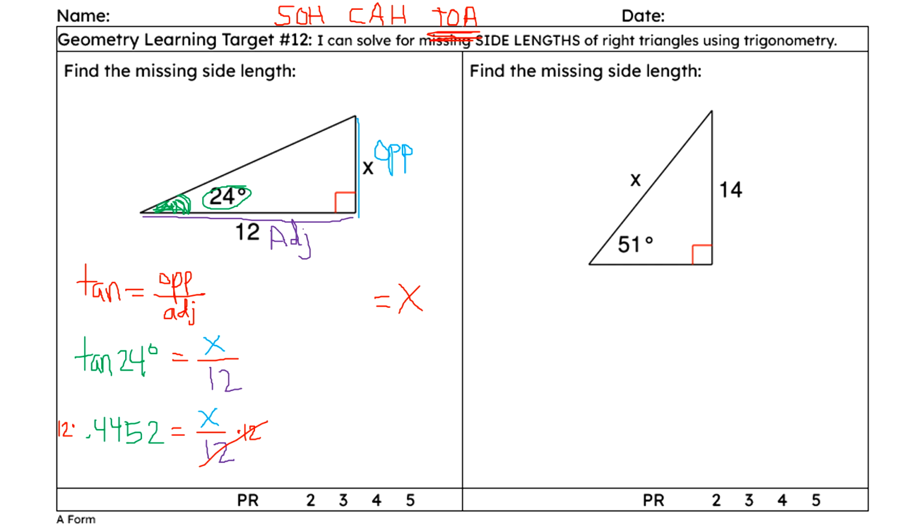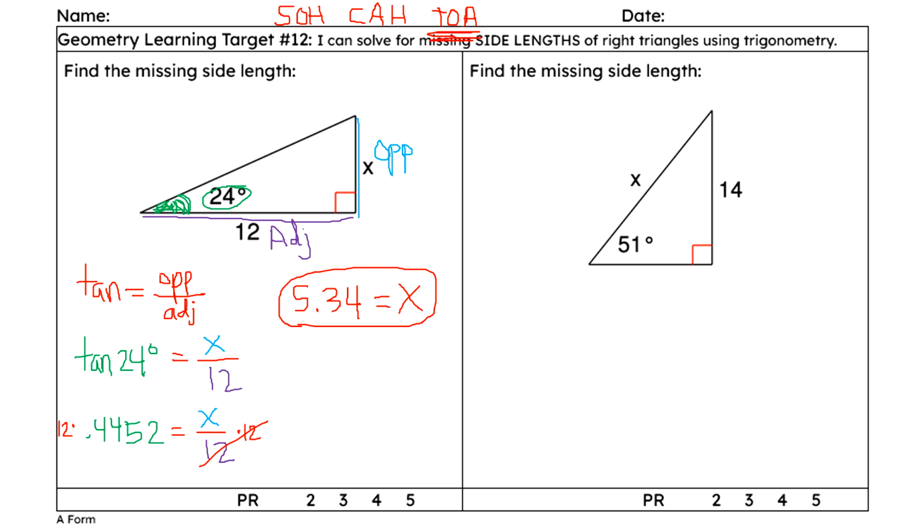So trusty calculator is going to help me out here. 12 times 0.4452. That gets me 5.34 approximately. 5.34. I want to double check to make sure that my answer kind of makes sense, right? My side length over here is 12. This one is my shortest side, so this should be less than 12, and it is less than 12. So that seems pretty reasonable to me.